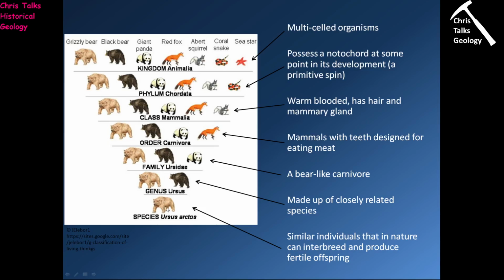And so this means using the derived characteristics, we can see that grizzly bears and black bears are going to be most closely related to each other. Then those two are going to be related to pandas, and then those three are going to be related to foxes, etc. It's not a particularly rigorous system, but it does give you a good general idea of the evolutionary relationships.